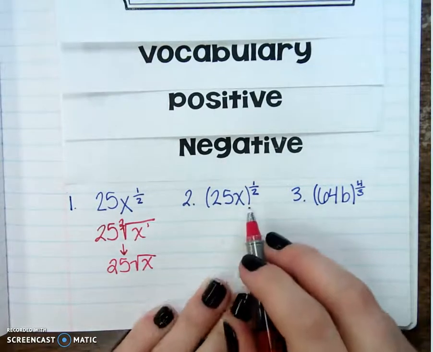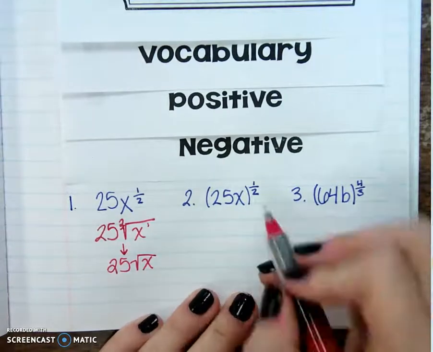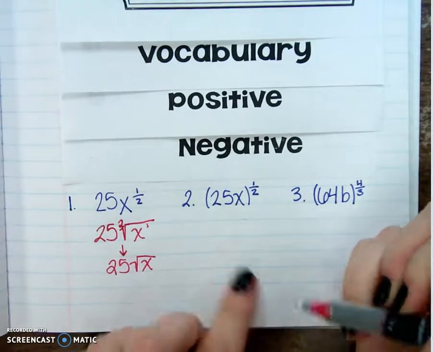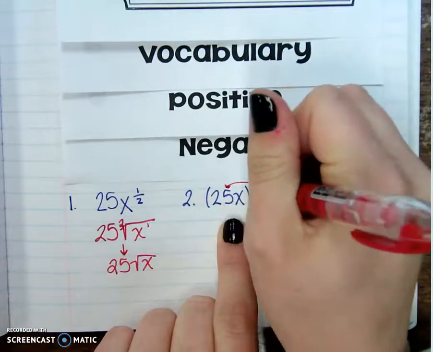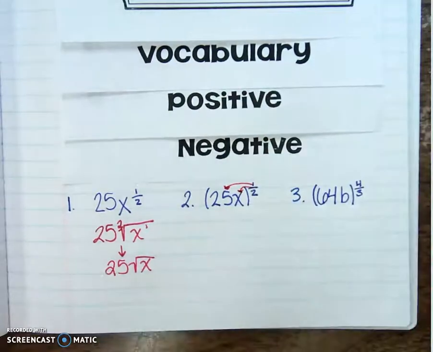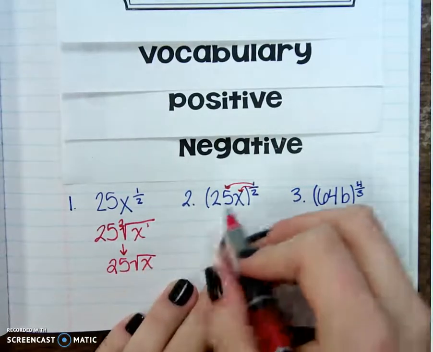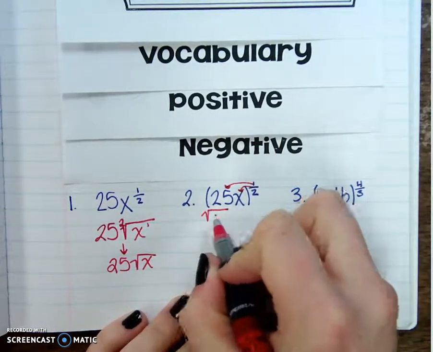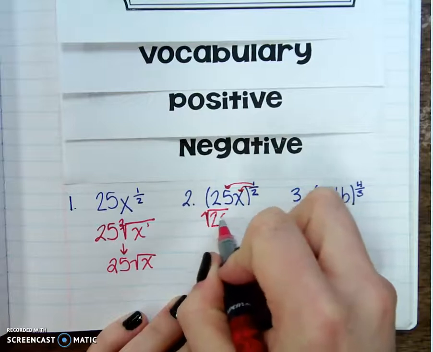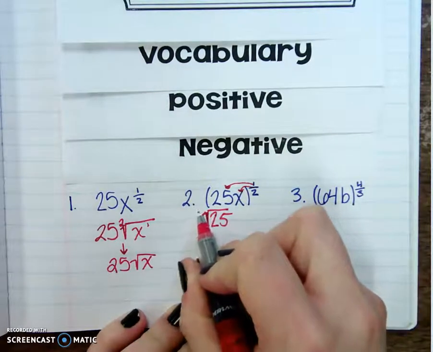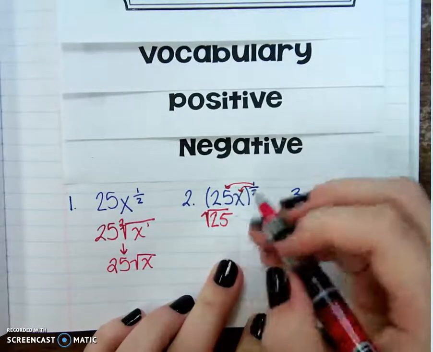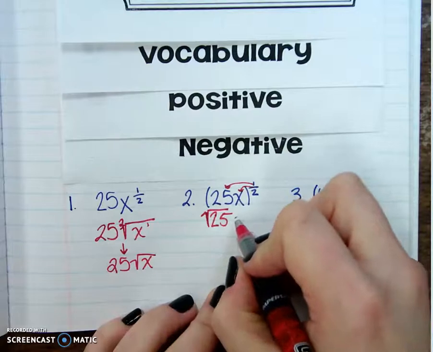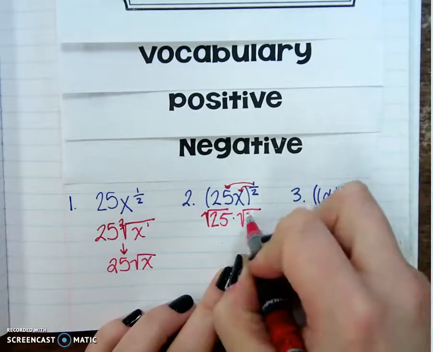Number 2 looks very similar to number 1, however, there are now parentheses. So like you saw yesterday, you're going to almost like distribute. That 1/2 goes to everything on the inside of those parentheses. So then we have the square root of 25. It's actually the square root, so that's the 2 to the first power, so we can leave it as just the square root of 25. And we also have times the square root of x.